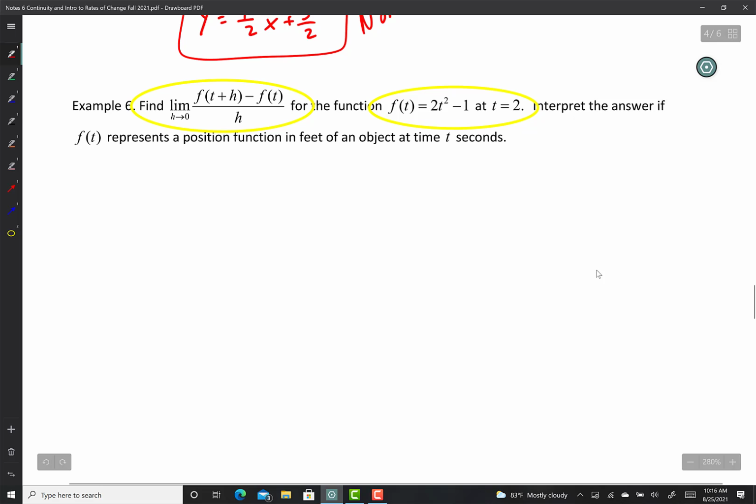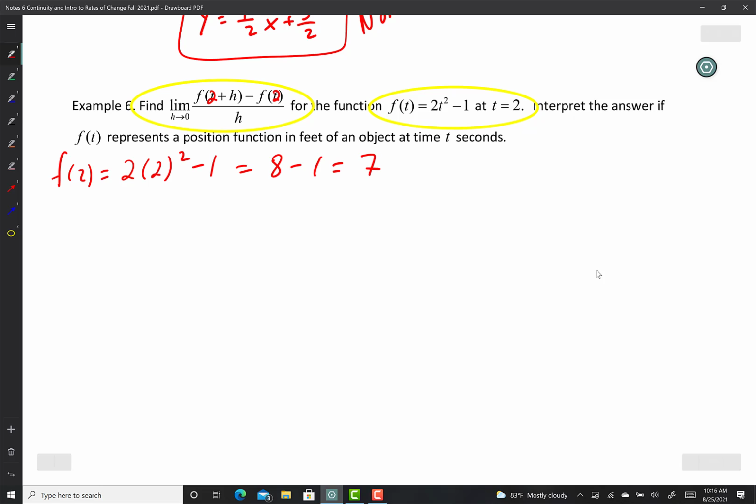Alright, so here we go. Here's what I want, guys. I want to figure out f of 2. So 2 times 2 squared minus 1. So 2 squared is 4. 4 times 2 is 8. And 8 minus 1 is 7. So that's what f of 2 is.